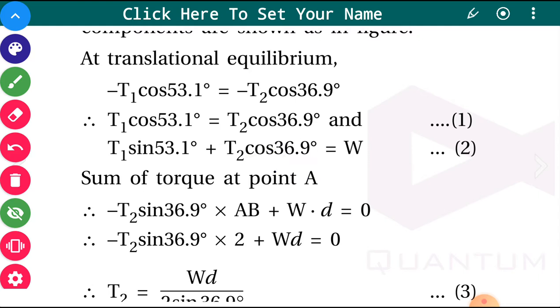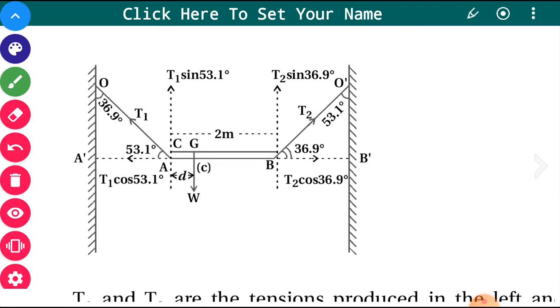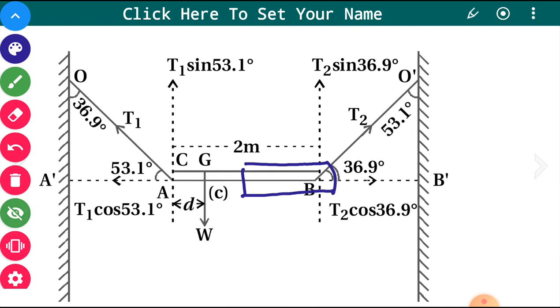Okay, now we take the torque with respect to point A. Try to understand, we are taking the torque by considering A as a reference point. It is neither performing translational motion nor performing rotational motion, so it is in rotational equilibrium. Now we are considering A as our reference point. So this point is our reference point, try to understand. And with respect to this A, we will take the torque.